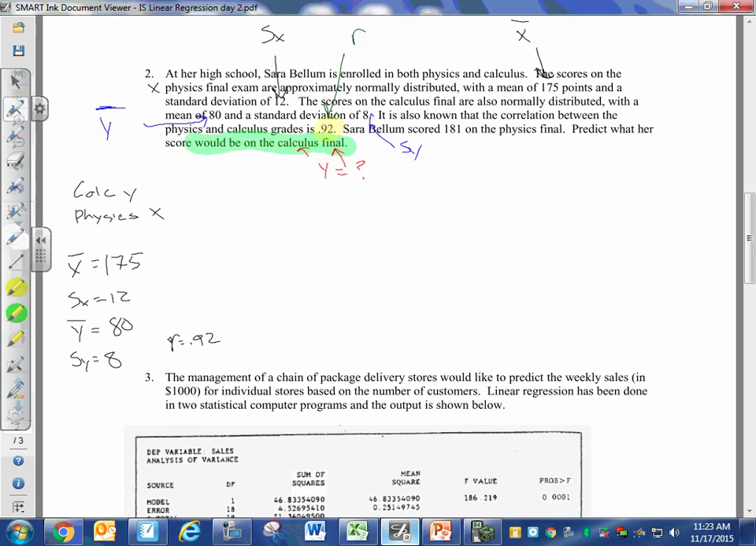Yep, take that, subtract that. Your B appears to be negative. Is that correct? Yes. This is why those Y-intercepts, even though we can interpret them, most of the time they're not going to make sense. It means if we get a 0 on my physics score, my calculus score would be negative. That doesn't really make sense.